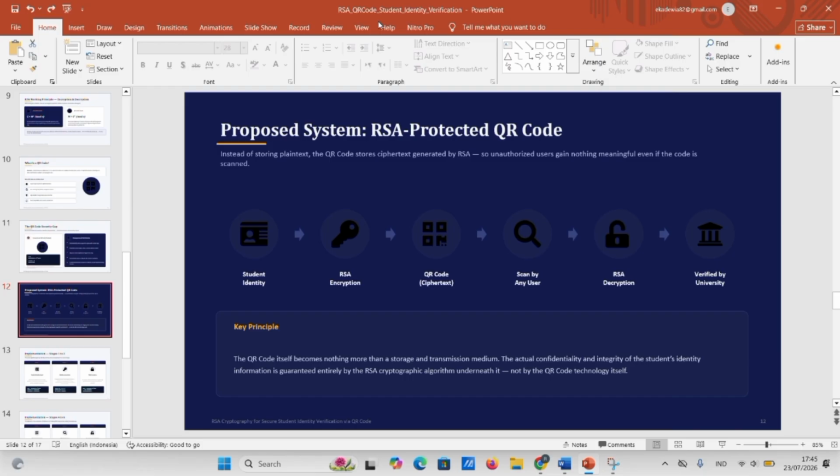The overall architecture of the proposed system. First, student identity information is collected. Next, RSA encrypts the information. The encrypted text, or ciphertext, is then stored inside the QR code. Anyone can scan the QR code, but they will only see ciphertext. Only authorized university staff possessing the private key can decrypt the information and verify the student identity. Thus, the QR code functions only as a storage medium, while RSA provides the actual security.